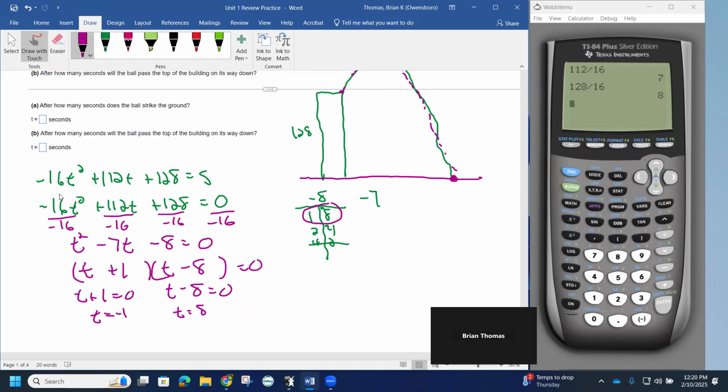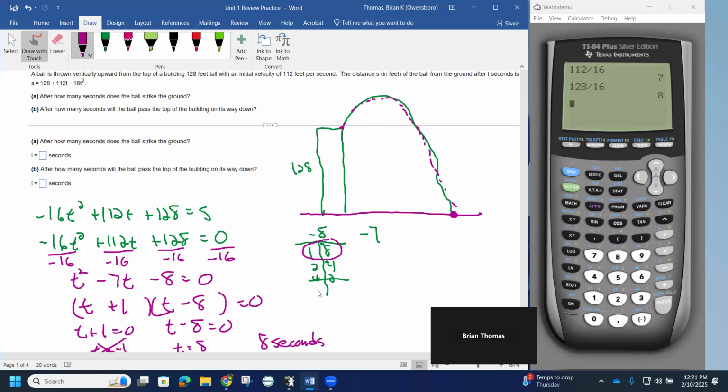Now remember, this is a word problem. T represents time in seconds. Well, -1 would not be reasonable. You can't have -1 seconds. So our time becomes then 8 seconds. So 8 seconds becomes our solution. So what we're saying is then, if I look at this picture, this ball is thrown, and when it hits the ground, 8 seconds would have elapsed. So at that point, we're back on the ground.